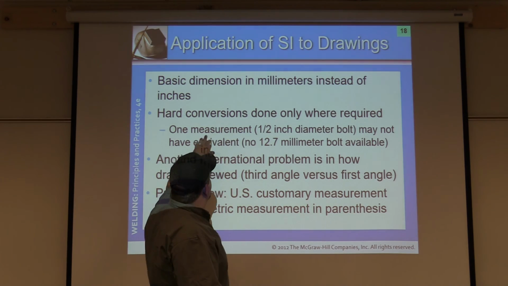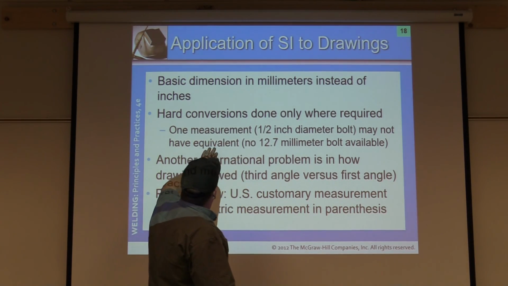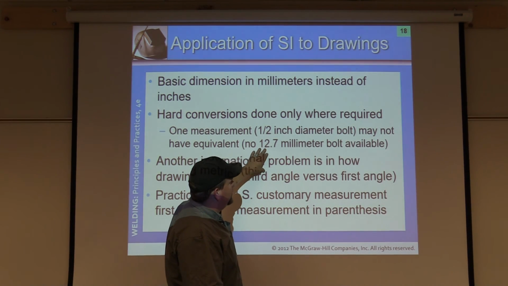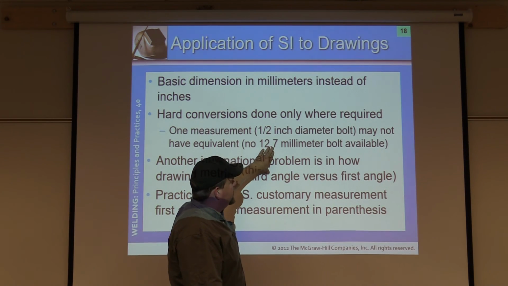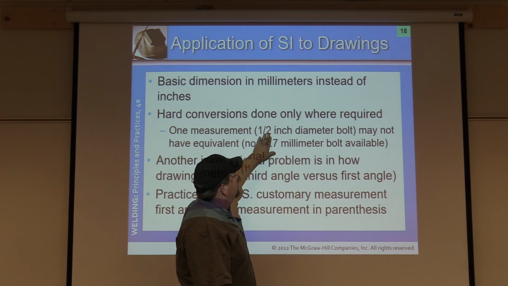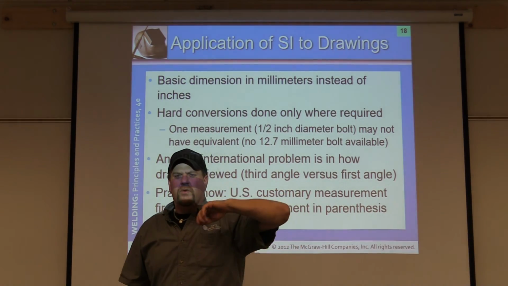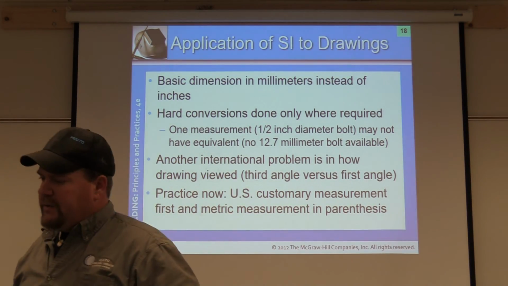So if we look here, there are hard conversions done only when required. One measurement, so a 1/2 inch diameter, may not have an even equivalent. It's 12.7 millimeter, bolt is not available. Okay. Now there's certain corporations that have oddball sized numbers as well. So for example, Caterpillar may call it a 12.7, and they may refer to it as a 12.7 millimeter. Same thing as a 1/2 inch bolt, but Caterpillar may reference it as a 12.9 or 12.7 millimeter bolt.